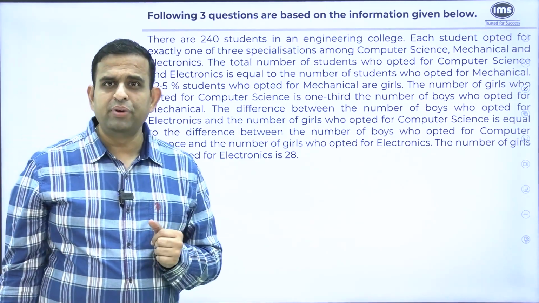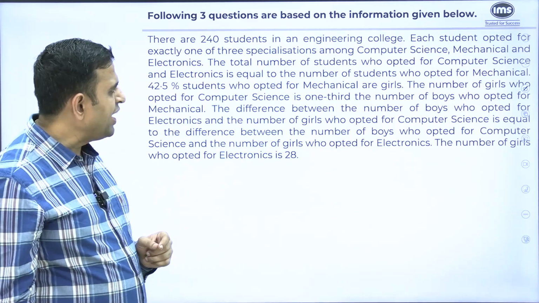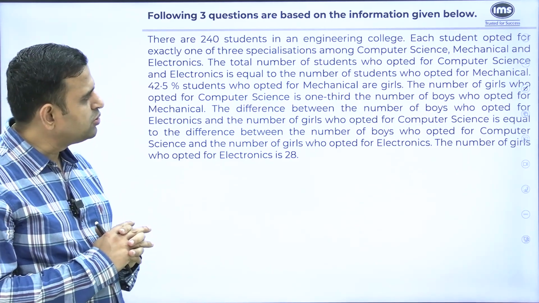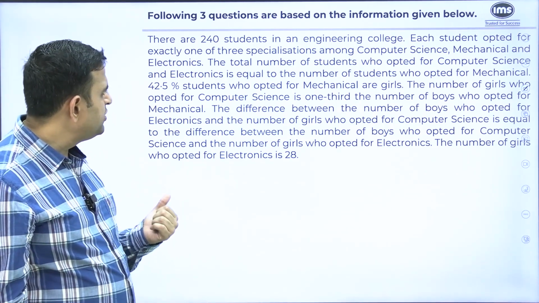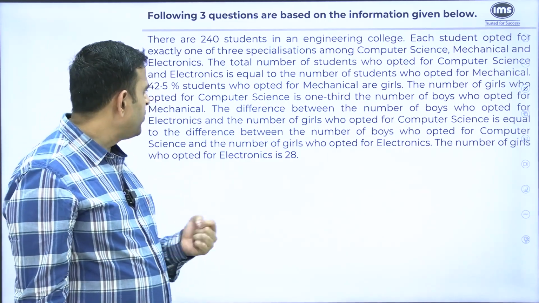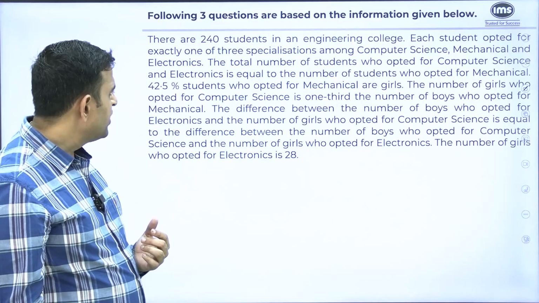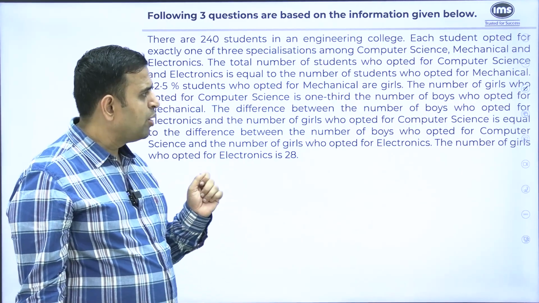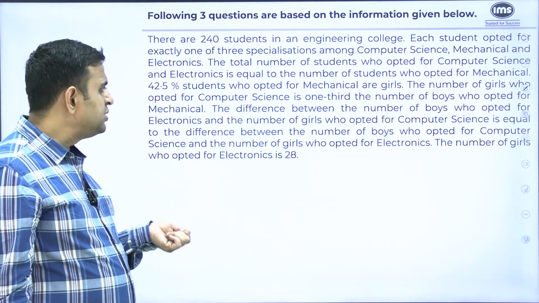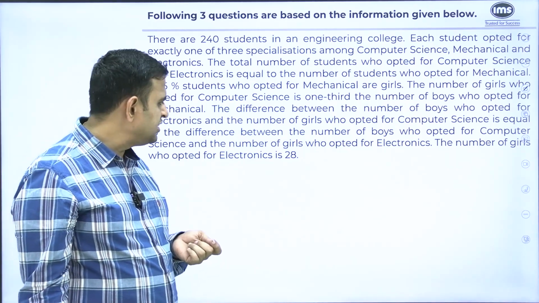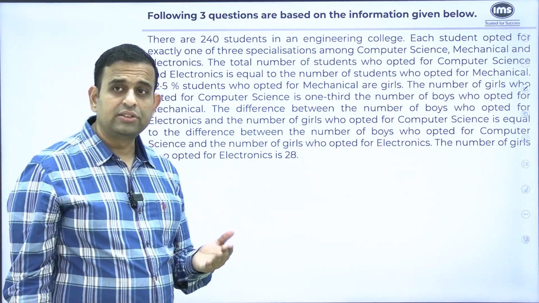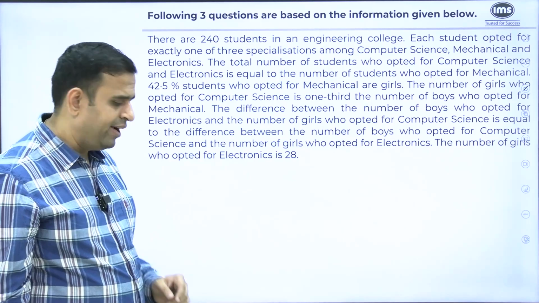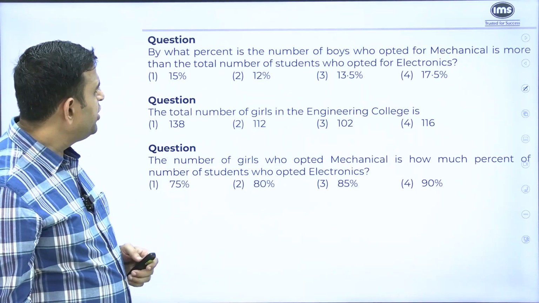Then 42.5% of the students who opted for mechanical are girls. So I can find out the number of girls who are doing the mechanical course. The number of girls who opted for computer science is 1/3 the number of boys who opted for mechanical, which can be easily found out. The difference between the number of boys who opted for electronics and the number of girls who opted for computer science is equal to the difference between the number of boys who opted for computer science and the number of girls who opted for electronics. And finally, they also told you the number of girls who opted for electronics happens to be 28. And then they asked you the 3 questions over here.